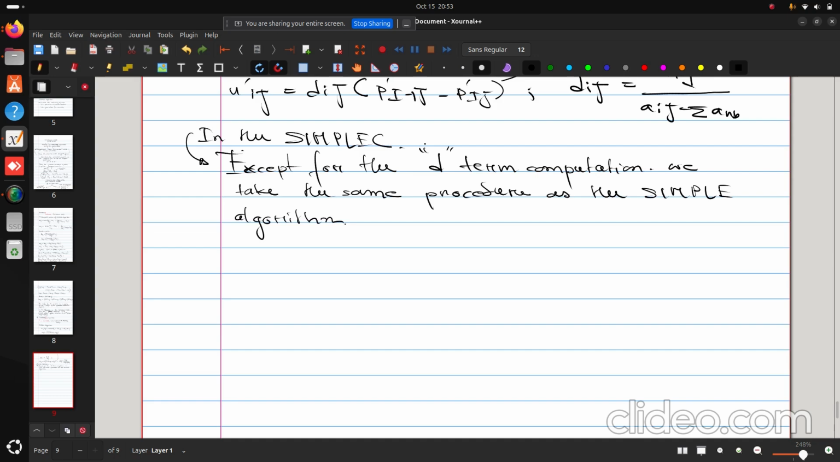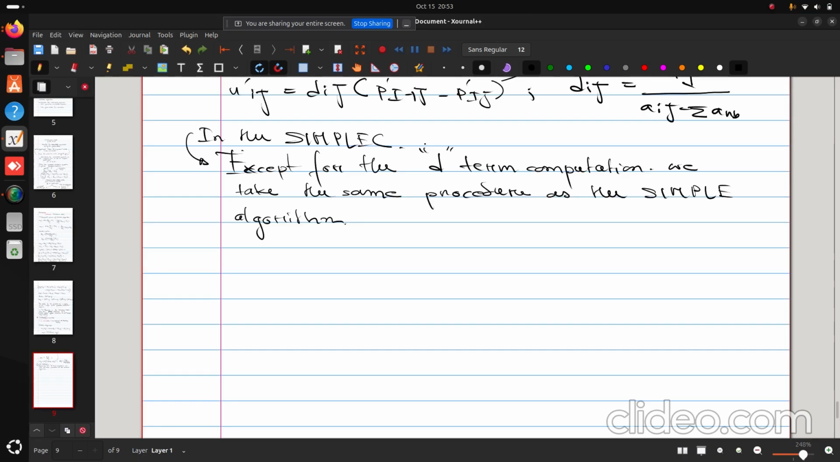So in the SIMPLEX algorithm, everything is similar to what we do in the SIMPLE algorithm, but the only difference is the d term that comes up in the velocity correction equation that we derive. The only difference is the d coefficient that we compute involves an extra term. That is the only difference.